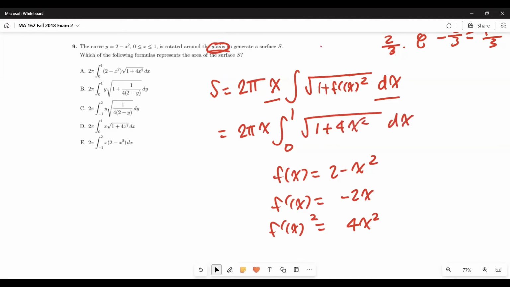So this thing is equal to option D. So the answer for this question is D.